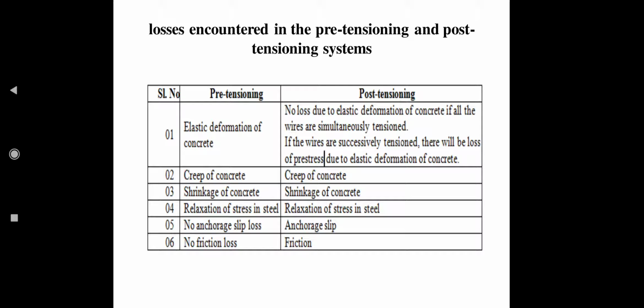Similarly, when we consider post-tensioning members, they will also experience the same losses as those experienced by pre-tensioning members. That is, there will be loss due to elastic deformation, loss due to creep of concrete, shrinkage of concrete, and relaxation of stress in the steel. In addition to these four losses, the post-tensioning members will also experience the loss of prestress due to anchorage slip and friction.